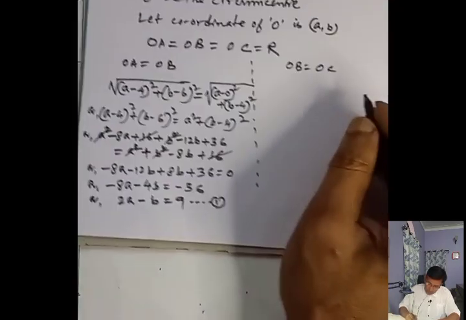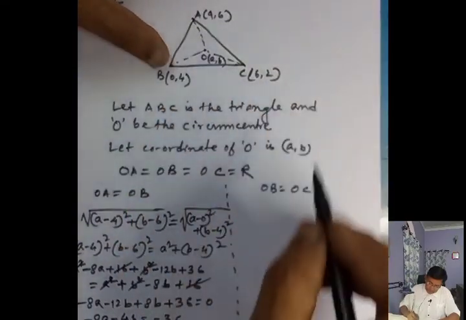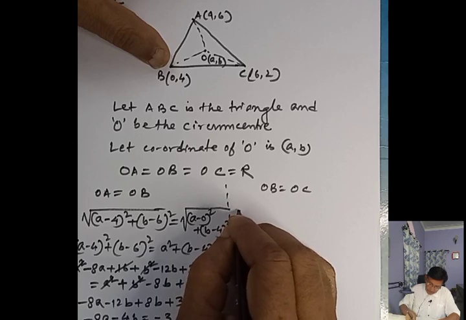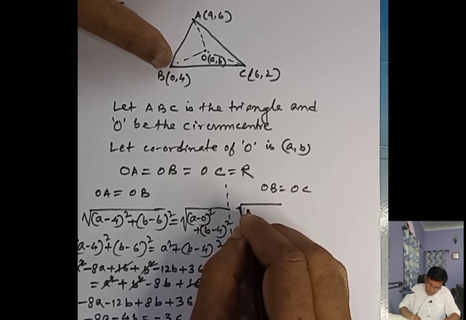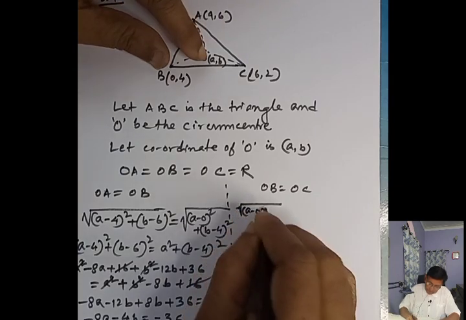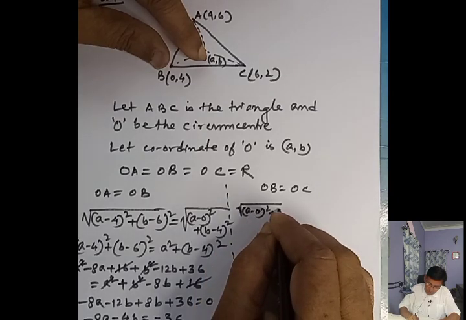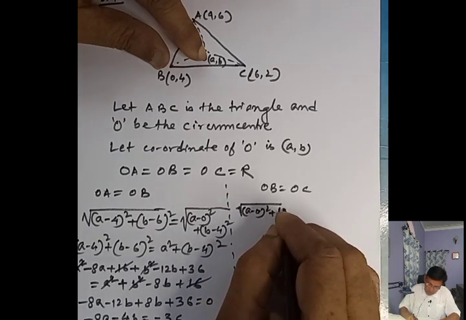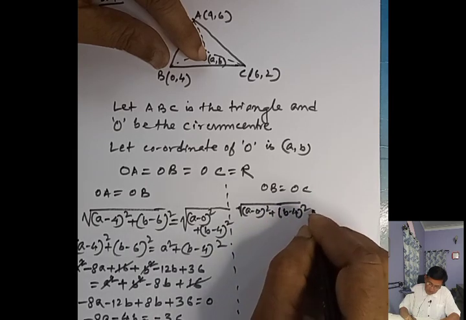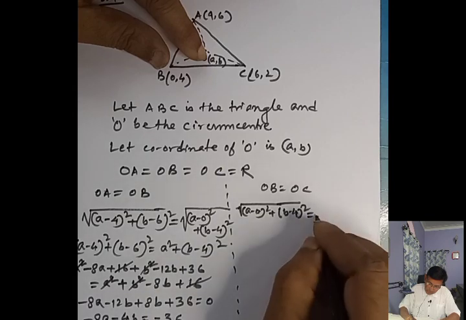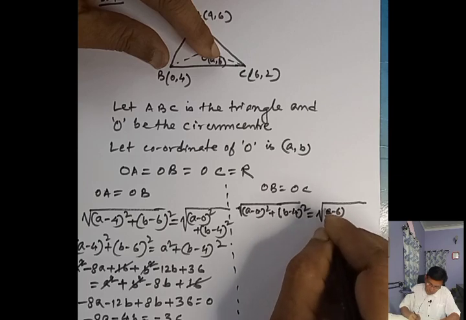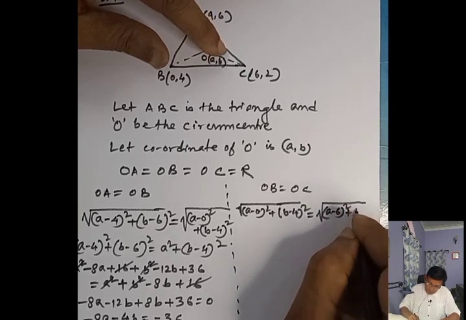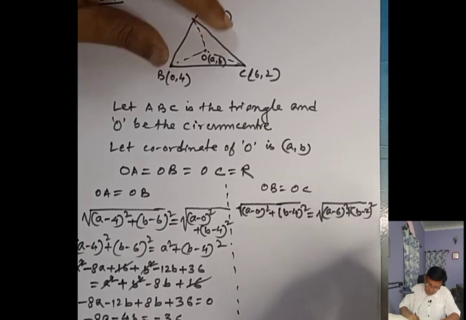Similarly, OB is equal to OC. So OB is equal to root over (a minus 0) square plus (b minus 4) square, which is equal to root over OC, (a minus 6) square plus (b minus 2) square.